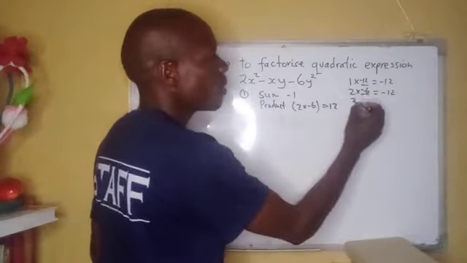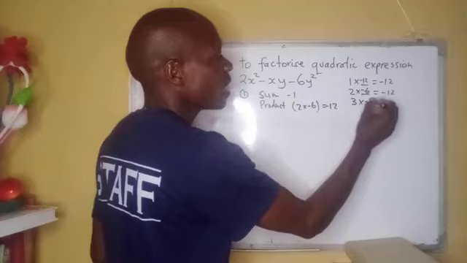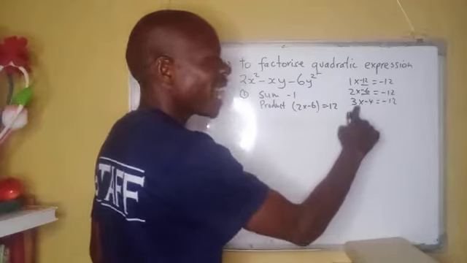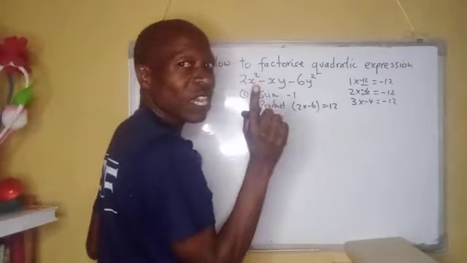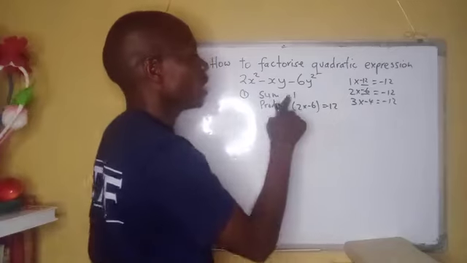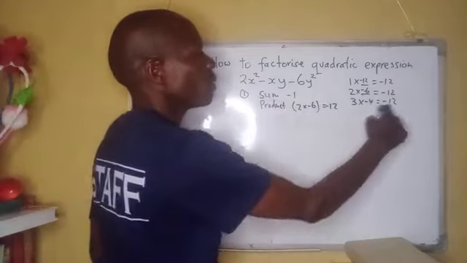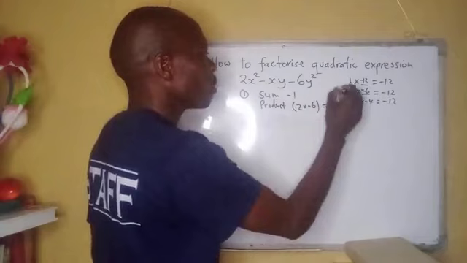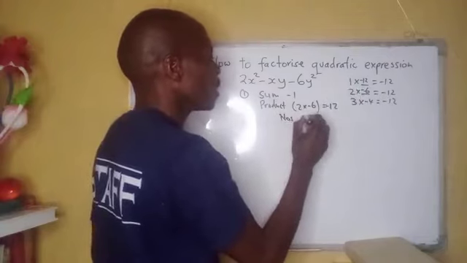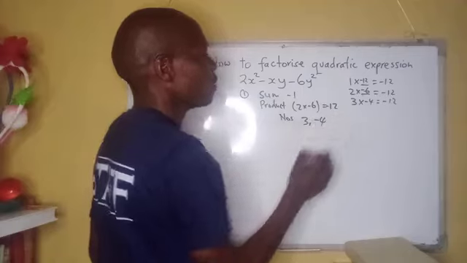You proceed. 3 times -4 will give you -12. When you look at -4 and 3, when you add, you get -1, and when you multiply, you get -12. So the numbers are 3 and -4.